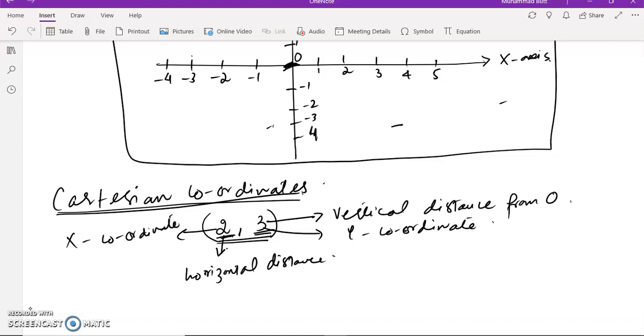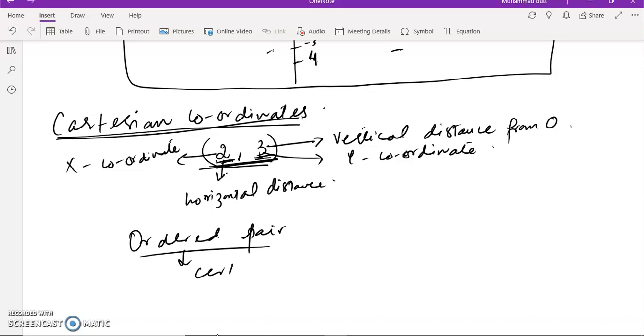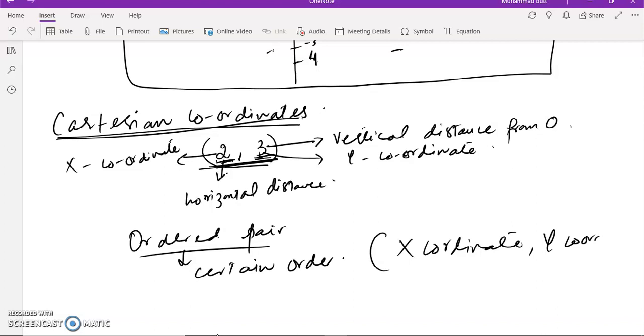And we should remember that Cartesian coordinates are always written in a certain order. Horizontal distance first and the vertical distance later. That's why we call them an ordered pair. We call them an ordered pair because the pair of numbers is always written in a certain order. The x coordinate comes before the y coordinate. The first value is the x coordinate, and the second value is the y coordinate.